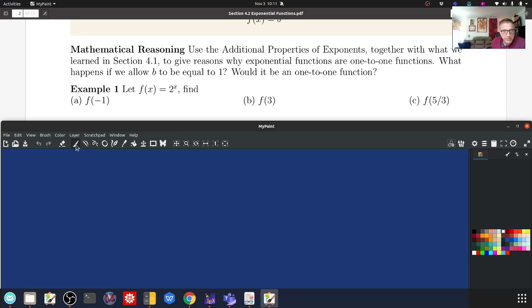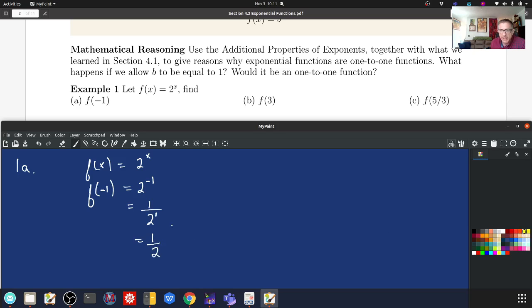So this is example 1a. f of x is equal to 2 to the x. Let's find the value of f of minus 1. Well, that's just 2 raised to the minus 1 power, but I can change that negative exponent to a positive exponent by moving the 2 across the division line. And of course, since the exponent is 1, it's just equal to 1/2.